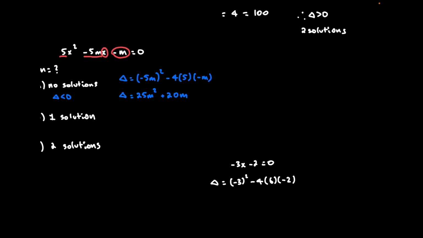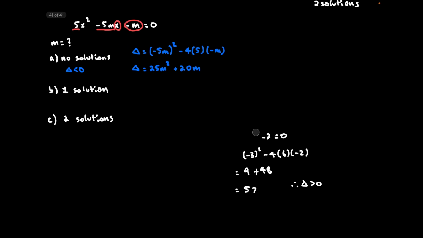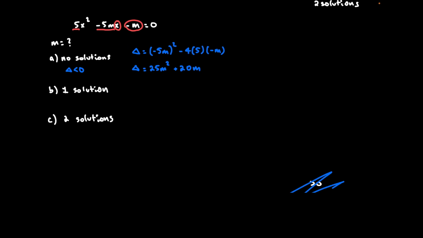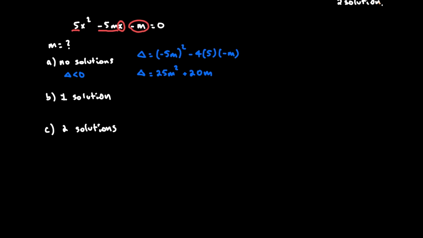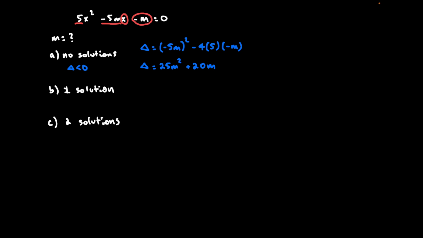And in order to work out and solve for this, we're going to graph the equation of our discriminant. So the first thing we're going to do is look at the discriminant here and simplify. First off, we know that 25m squared plus 20m must be less than 0 because the discriminant must be less than 0. So by factorizing, we can say 5m times (5m plus 4) is less than 0.